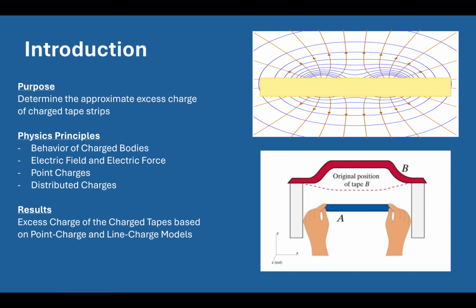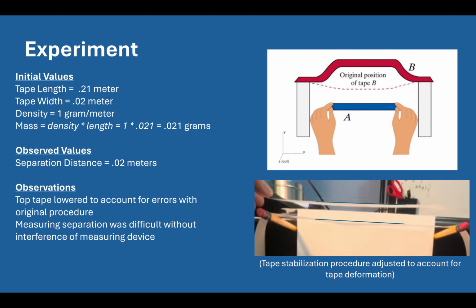These results were then evaluated by generating two computational models for the tapes, representing the tapes as point charges and line charges. For this experiment, the tapes were cut at a length of 21 centimeters. Since clear tape is approximately 1 gram per meter, the tape was calculated to be 0.1 grams, or 0.1 times 10 to the negative 3 kilograms. The top tape was then lowered to the distance between the tapes when the electric and gravitational forces canceled out, causing the tape to float, which was approximately 2 centimeters.